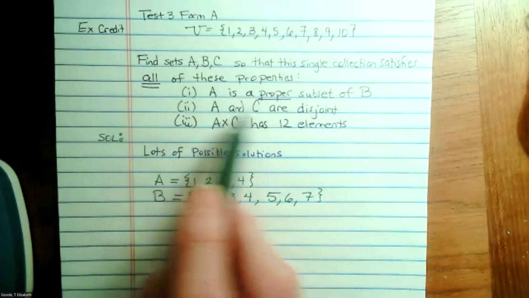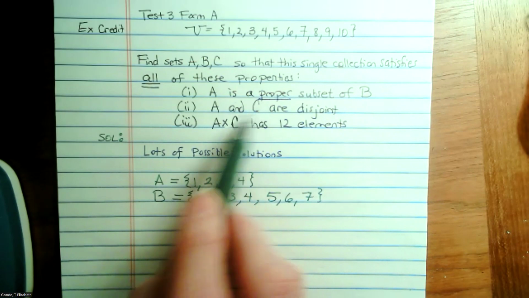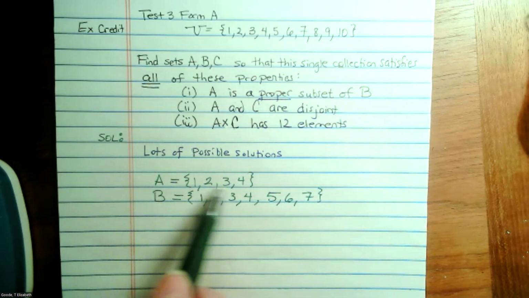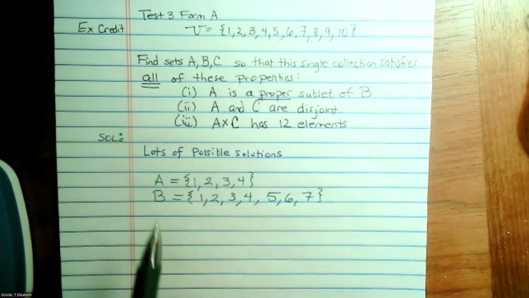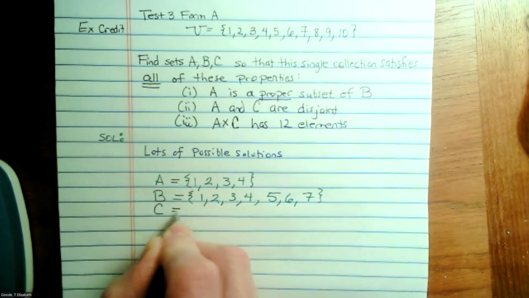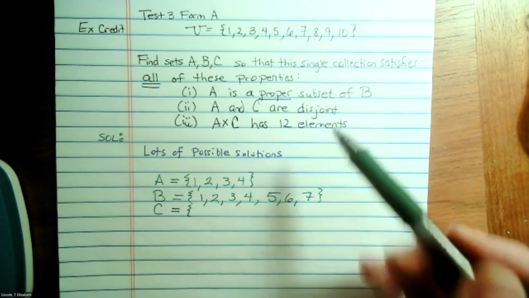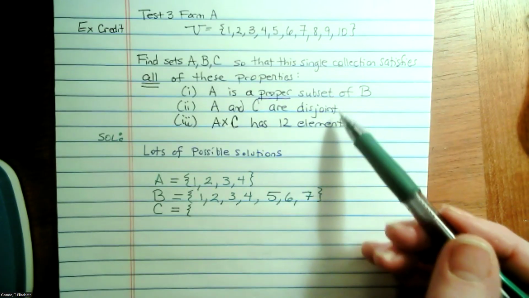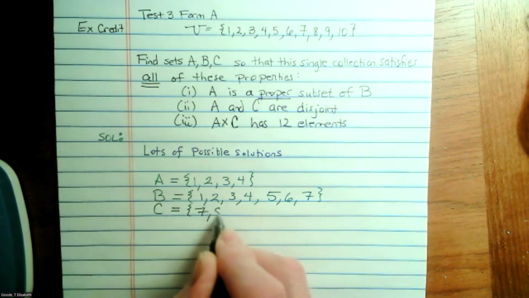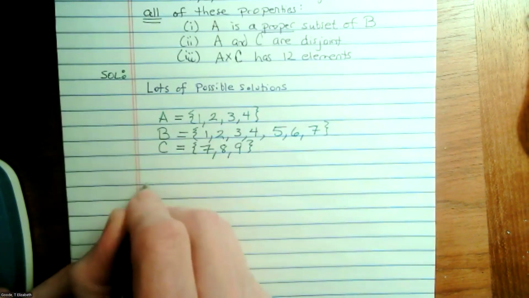Now we got to figure out C. A and C have to be disjoint, but A cross C has to have 12 elements. Now, you already decided how big A is, so how big is C going to need to be? C needs to be 3 elements. Okay, so build me a three-element C that satisfies that A and C are disjoint. 7, 8, and 9. Why not? It's that simple. And so how do we verify it?